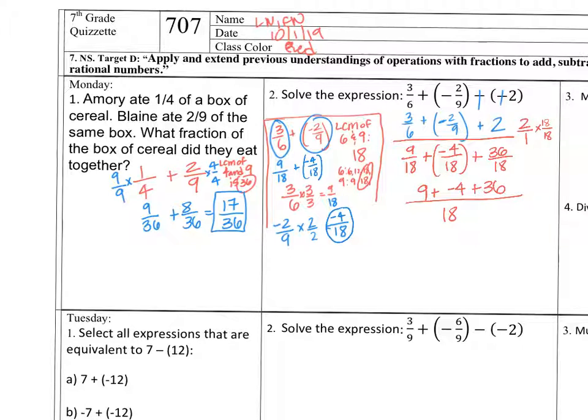9 plus negative 4 is 5, positive 5. 5 plus 36 is 41 over 18. So that's the improper fraction. Now I want to give the mixed number. So I divide 41 by 18. And I don't know my multiples of 18, so I have to do it on the side. 18, 36, 54, I believe.